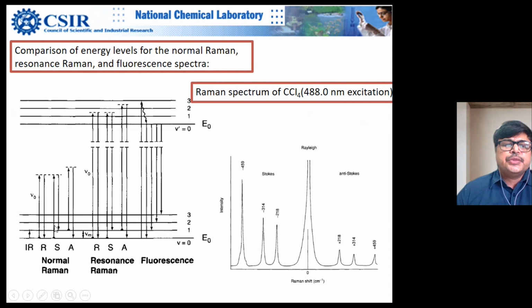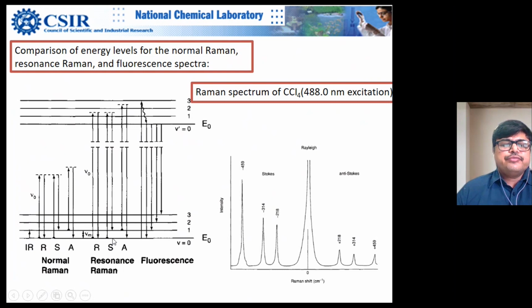Then it comes back, and we call it Stokes. This is Stokes and this is anti-Stokes. If the electron is in a higher energy, excited vibronic state, and it comes back to the ground state, then you have a higher energy, and it is anti-Stokes.